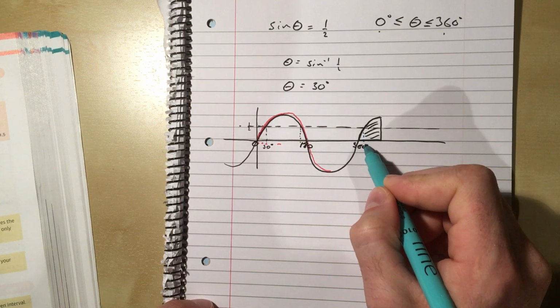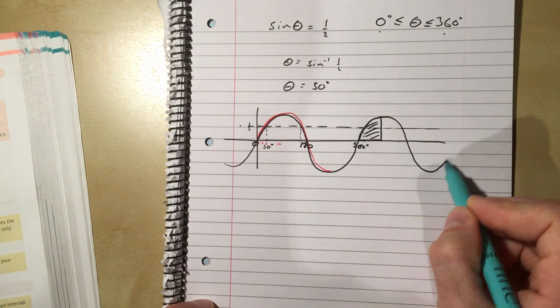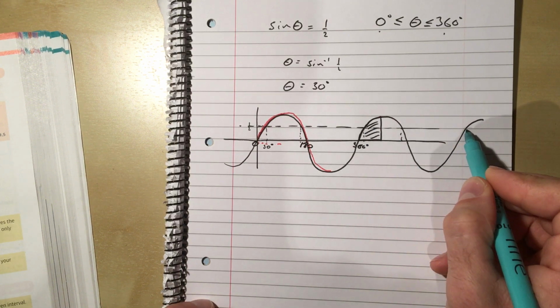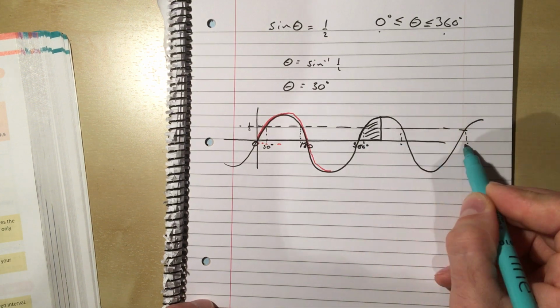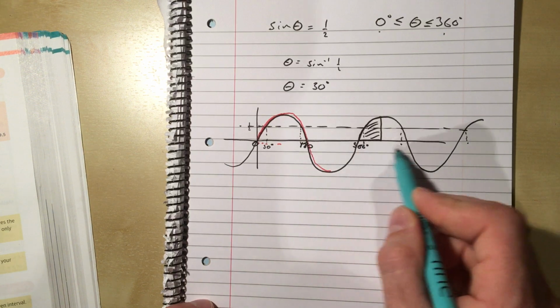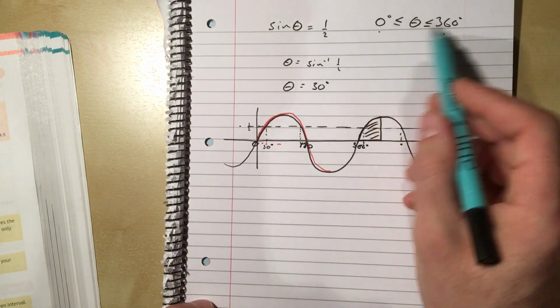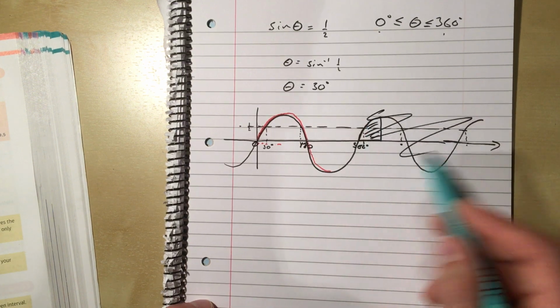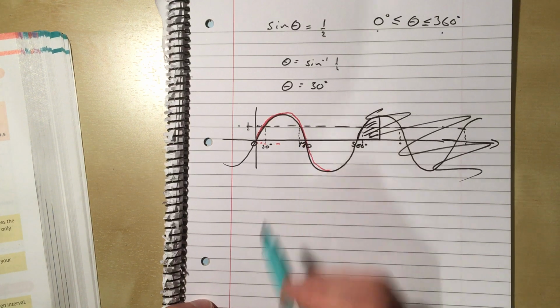Another possible input was this number here. Another possible input was, all the other numbers, if I keep this graph going, this number here, this number here. So these are the solutions, okay? If the output was a half, the input was either 30 or this number or this number or this number or this number. Now the only ones we're interested in are between 0 and 360, so I can ignore all of these ones. So I've got 30 degrees, and then there's only one more solution, which is this one here.